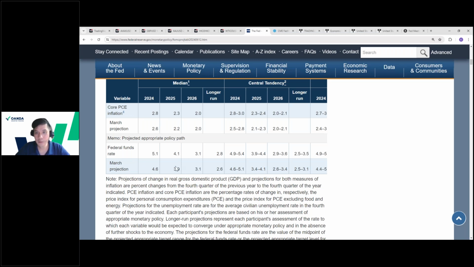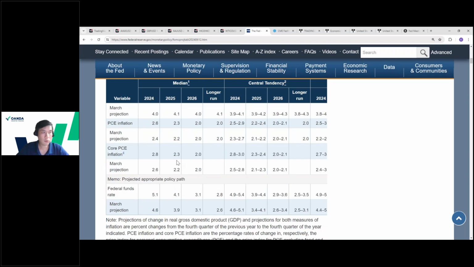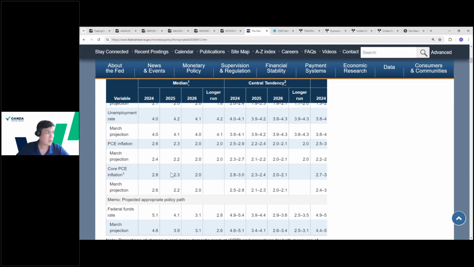Then that should also be reflected in the core PCE inflation forecast. That means the core PCE inflation forecast for 2025 should tick down instead of ticking up. But what's interesting is that it goes against this normal fundamental thinking. If you look at core PCE inflation in 2025, in March they were previously projected at 2.2. Now they decided to push it out 1 basis point higher at 2.3. So that's a bit strange, right?